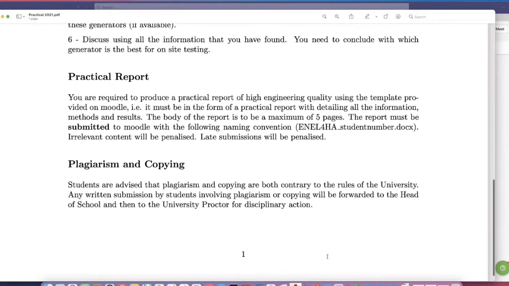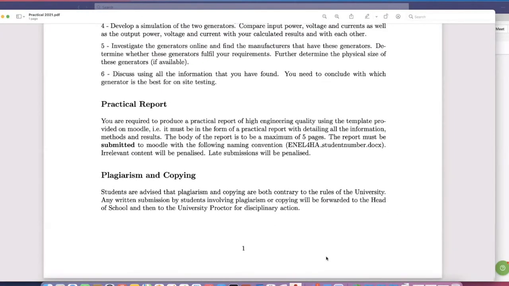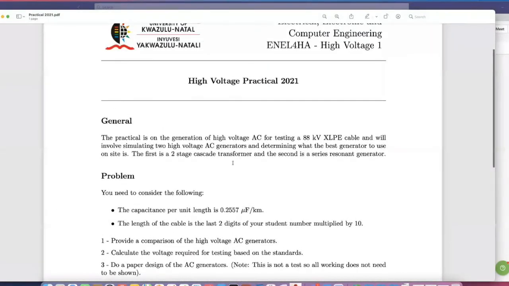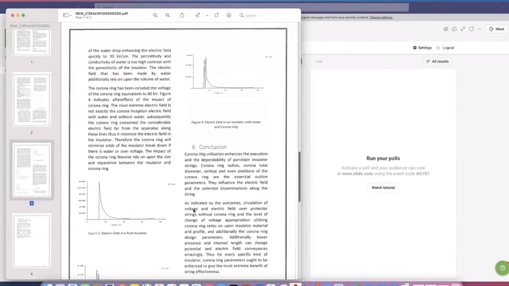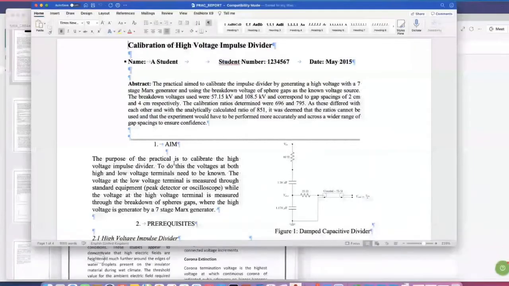Right. And then students are warned against plagiarism and copying. Any submissions that are found to have been plagiarized or copied will go to the head of school and then the university proctor. So I'm going to upload that today. But before I upload that, I want to go through some example reports.